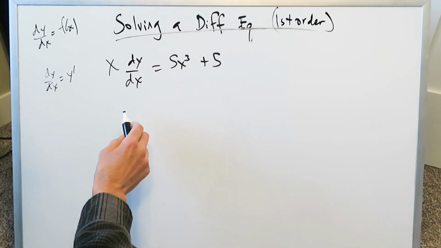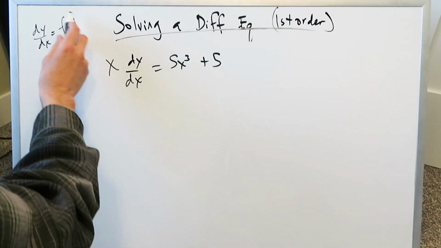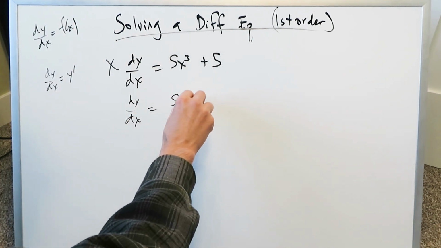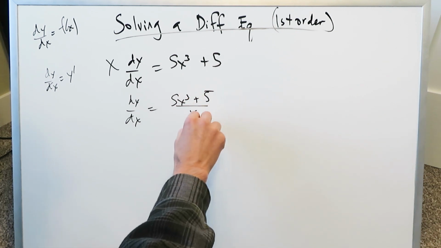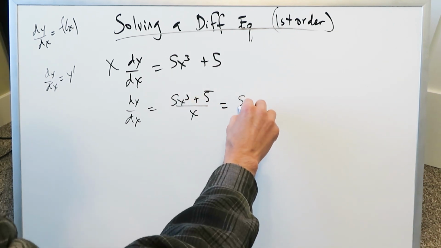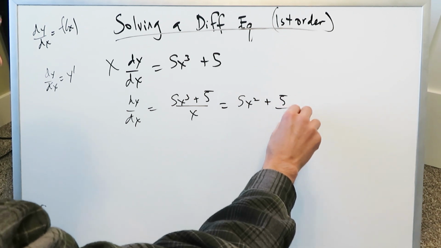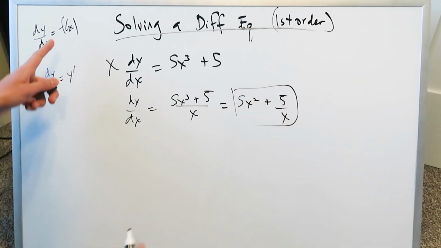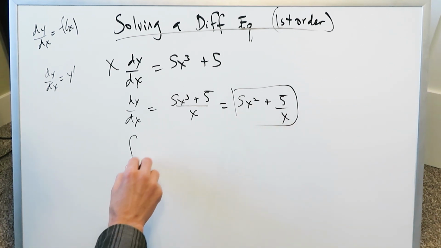How would you do this? Well, you have to try to see if you can convert it into this form. You can try by taking that x on the other side. You'll have 5x cubed plus 5 divided by x. You can simplify this: you'll have 5x squared plus 5 over x. You've converted it into this form, as you're seeing. So now just do the direct integration of that.